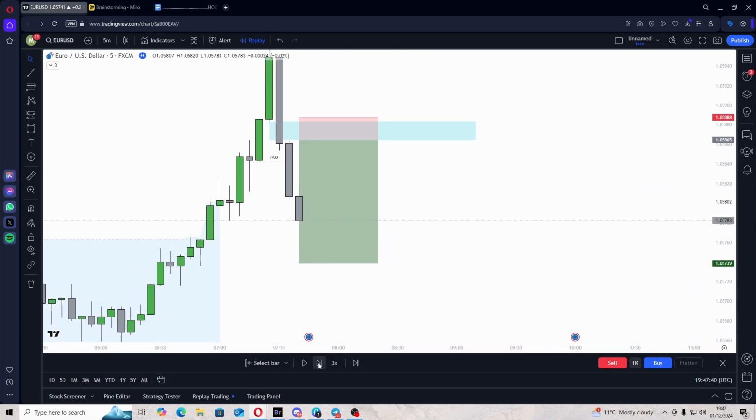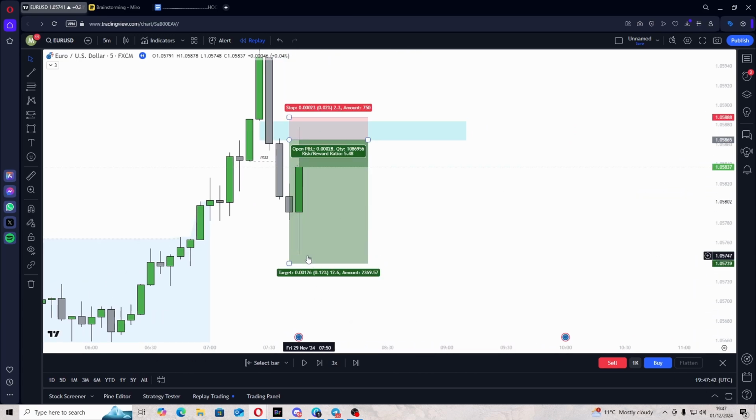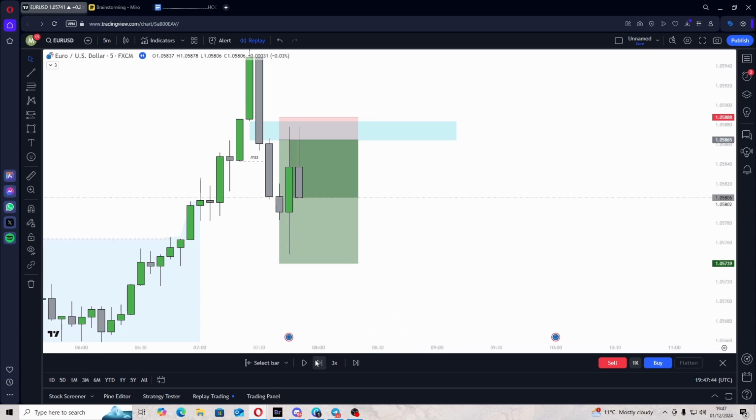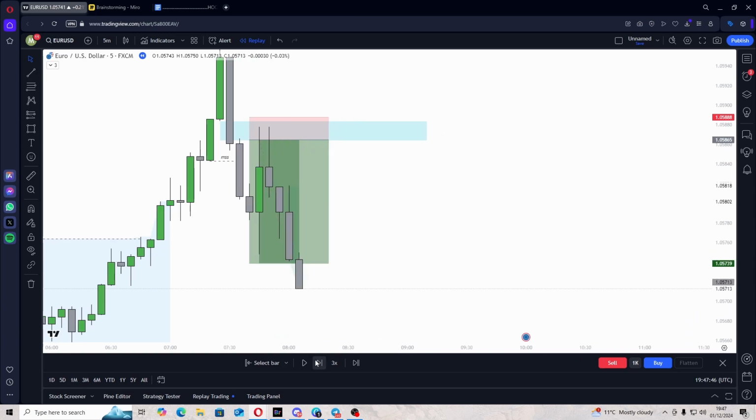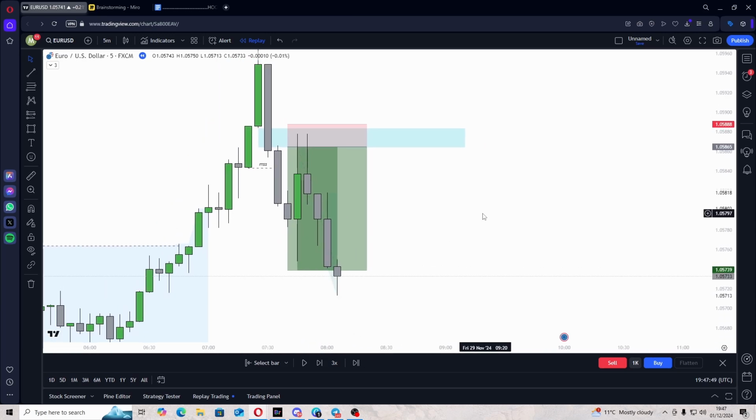Okay, so now if I play price forward, you can see how it's entered right there, and it's very close to hitting take profit as well. If I keep playing price forward, you're going to see I just completely smashed through take profit.